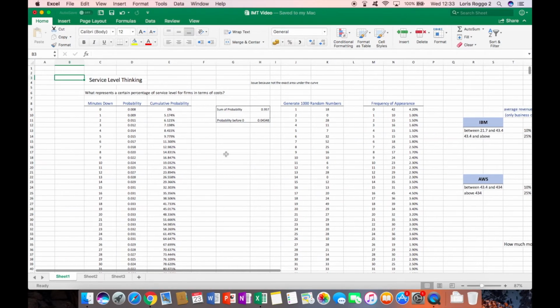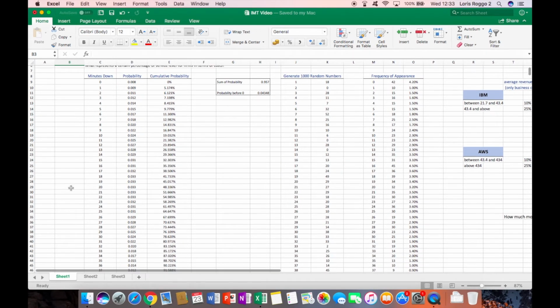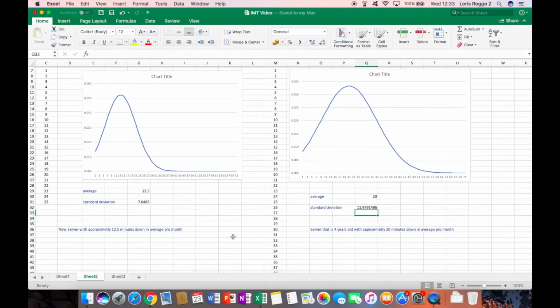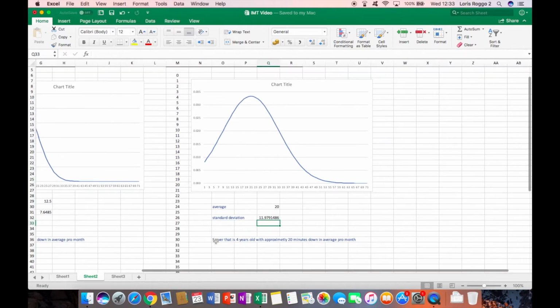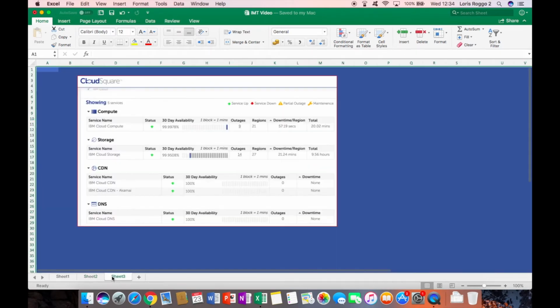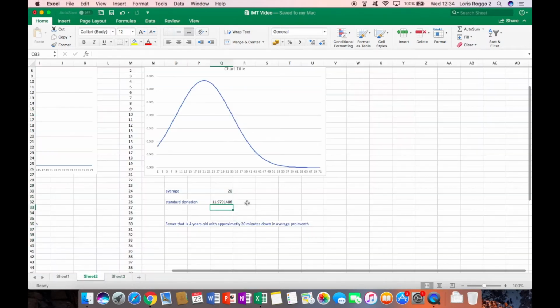So how to get that and to calculate the cost? First, we needed to calculate the probabilities to get 0, 1, 2, 3 or 5 minutes downtime. To do that, we found out first that a new server has approximately 12.5 minutes downtime on average per month, as we can see here. A server that is 4 years old has approximately 20 minutes downtime on average per month. And here we can see for IBM Cloud Storage, actually they have 20.25 minutes downtime a month, so it's close to the 20 we had.